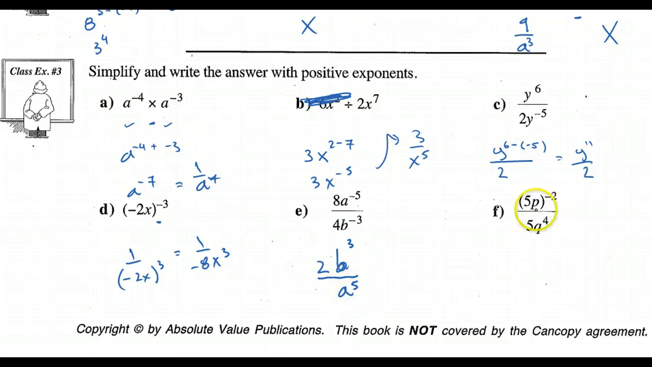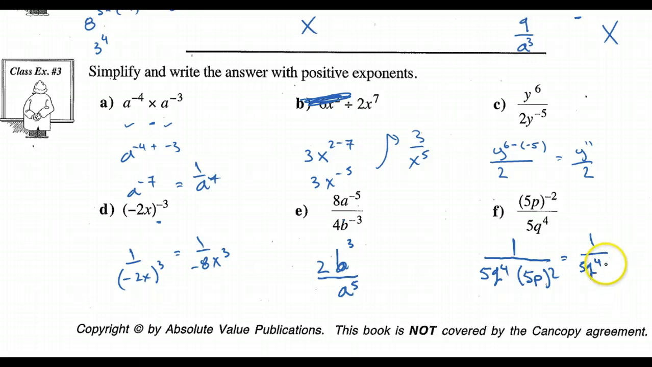All right, here we go. We have 5p to the negative 2 over 5q to the 4. So let's make a fraction here, and the 5q to the 4 is on the bottom, and it's going to get joined by 5p squared. There's got to be a 1 on top once I take everything away from there. Now I have 1 over 5q to the 4 times 25p squared, or 1 over 125 q to the 4 p squared.